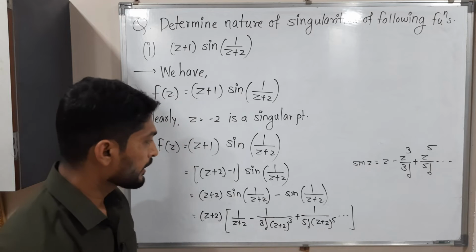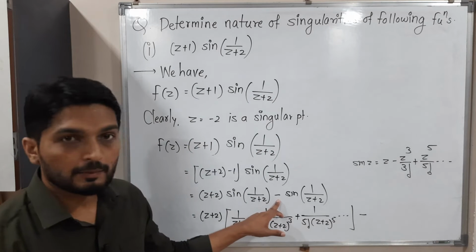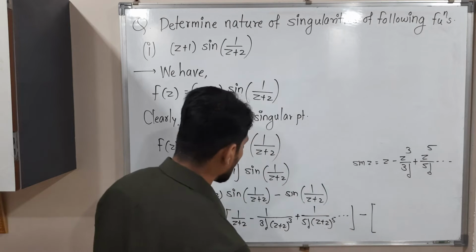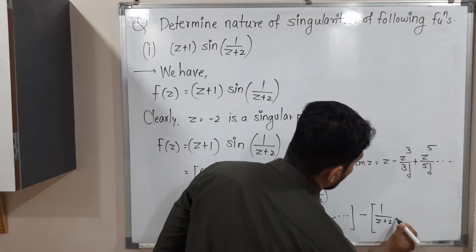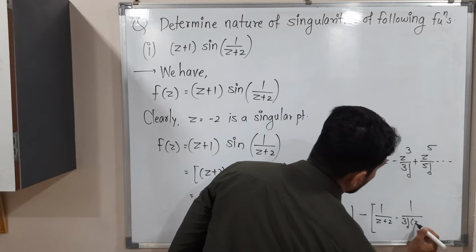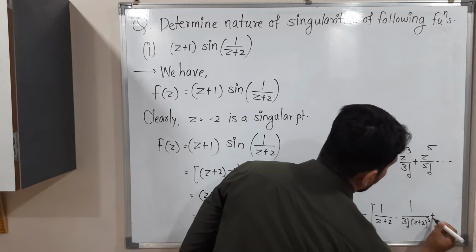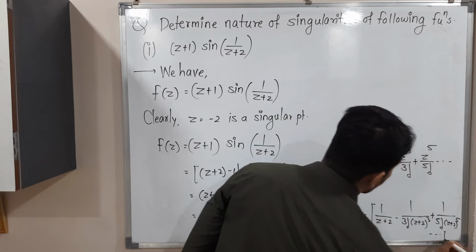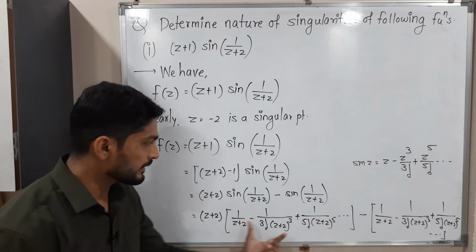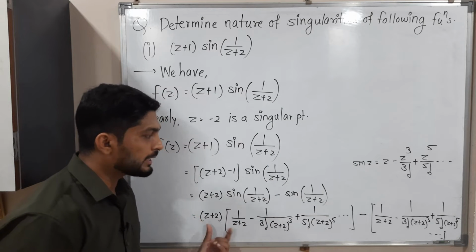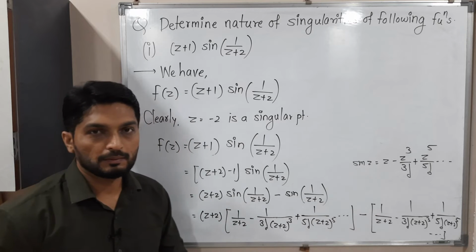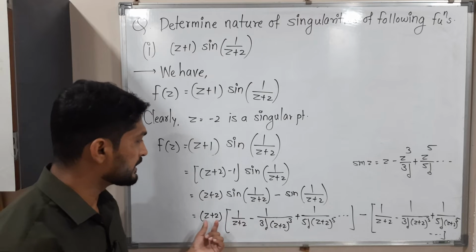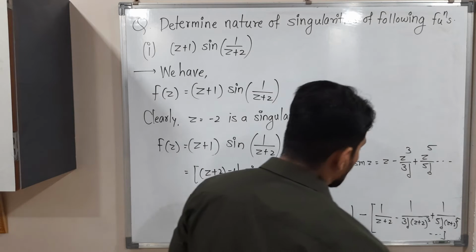It's over. Get it? The minus sign is there, and again we have to write the same series. So let me write the same series: 1 upon z plus 2 minus 1 upon 3 factorial z plus 2 cube plus 1 upon 5 factorial z plus 2 raised to 5, and so on. So what is the difference here? We have z plus 2 as a multiple of this bracket, and there we have a single bracket. Now what will I do? I will take the product of each term of this bracket with z plus 2. Let us see what will happen.